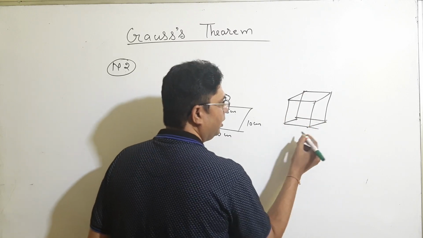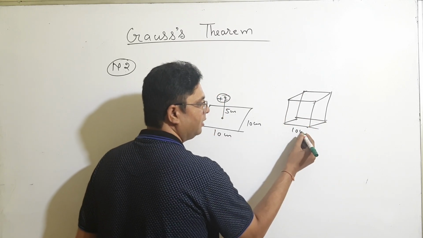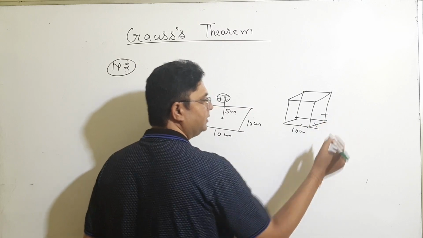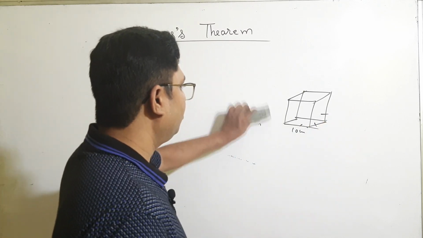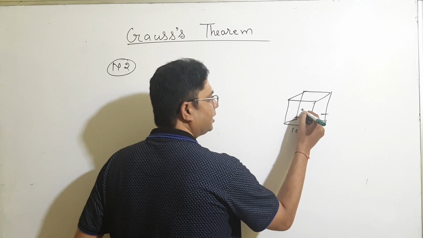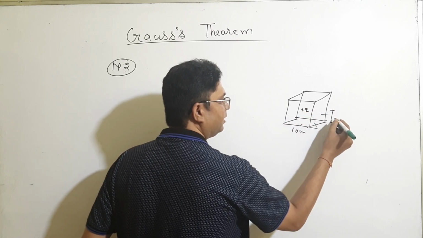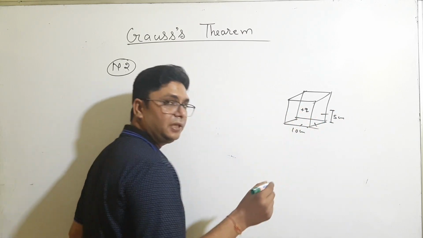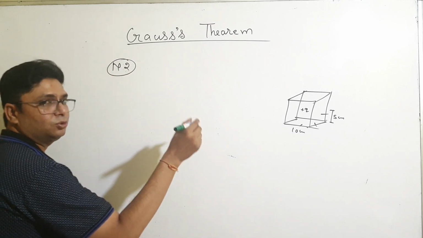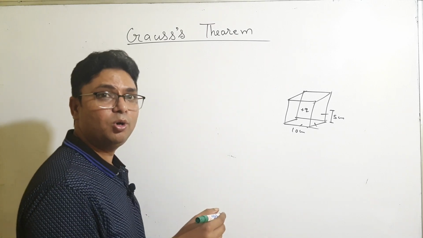This is the cube having side 10 centimeters. Now at the center, put a charge plus Q, 5 centimeters above, that is at the center. So the electric flux through this charge is given according to Gauss law.